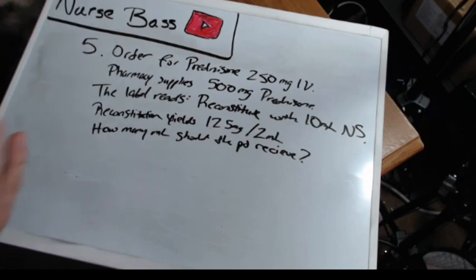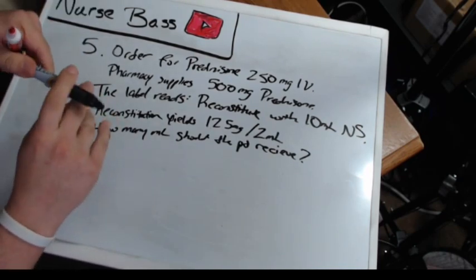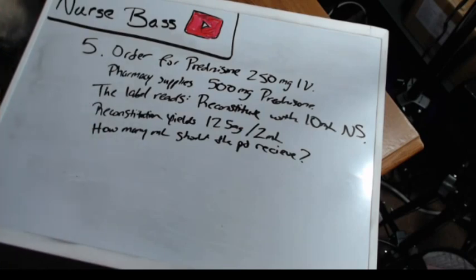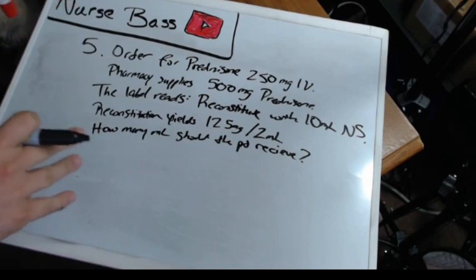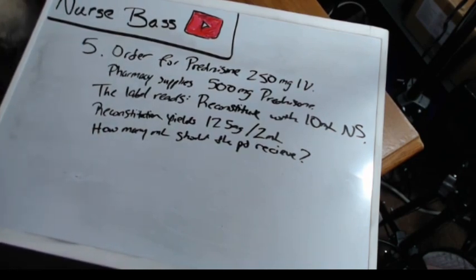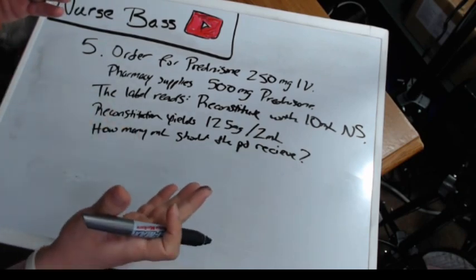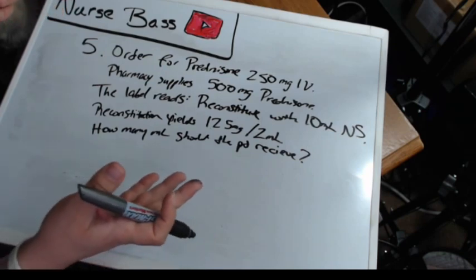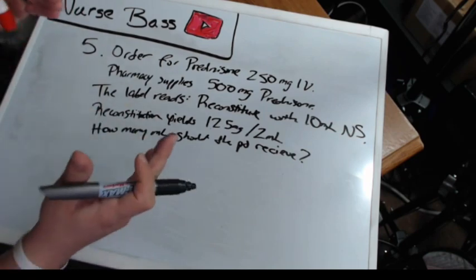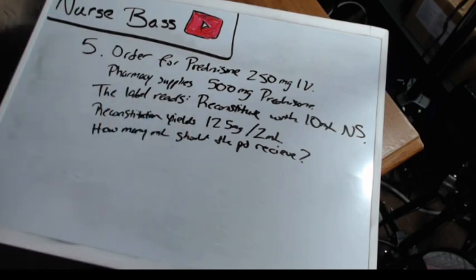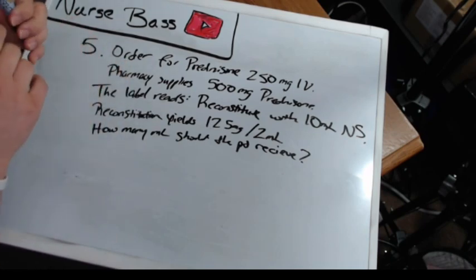Okay, so we have an order for prednisone, 250 milligrams via IV. The pharmacy supplies it. They supply 500 milligrams of prednisone. The label reads to reconstitute it with 10 milliliters of normal saline. After reconstitution, after we have inserted 10 milliliters of normal saline into what the pharmacy has supplied, it yields 125 milligrams per 2 milliliters. How many milliliters should the patient receive?